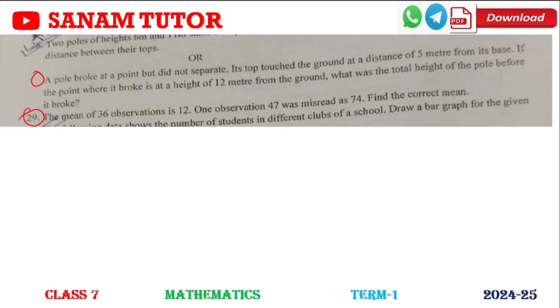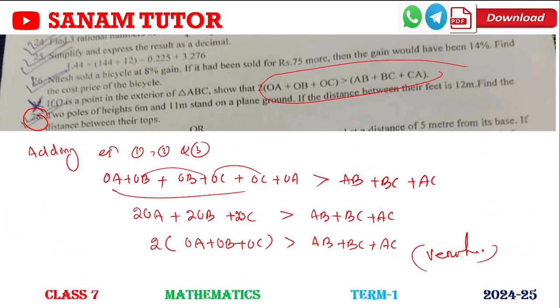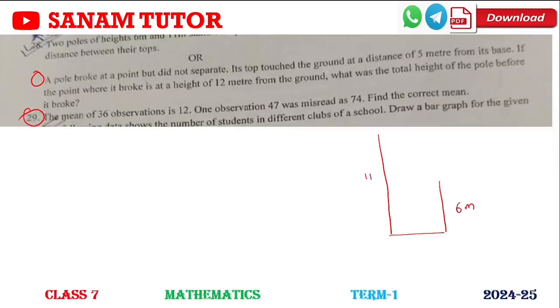Suppose two poles are there. This is one pole, this is 11, this is another pole, this is 6 meter, and their feet distance is how much? Now the feet distance is 12 meter. Okay, 12 meter. The question is to find the distance between the tops. Okay, so suppose this is AB, this is CD.